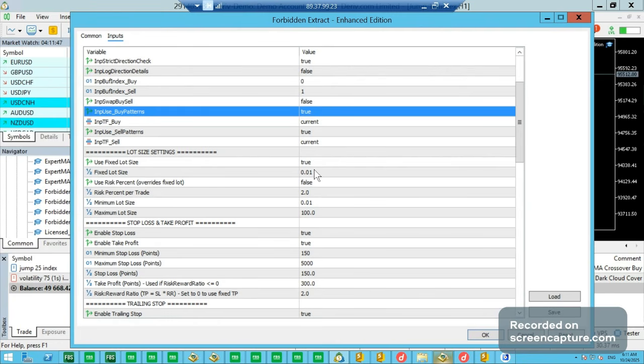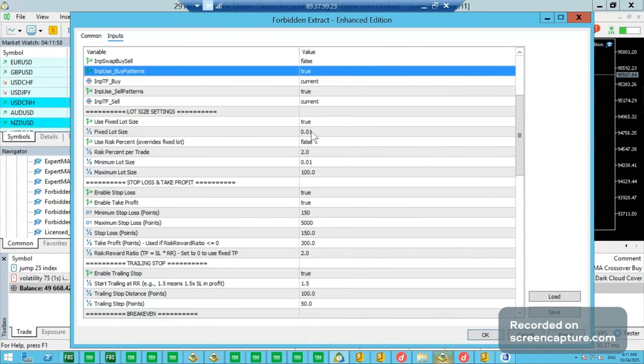So either you set this to true, or you set this to false, or you set this to false and that one to true. It depends on your risk appetite. So it all depends on you how you want to set it.